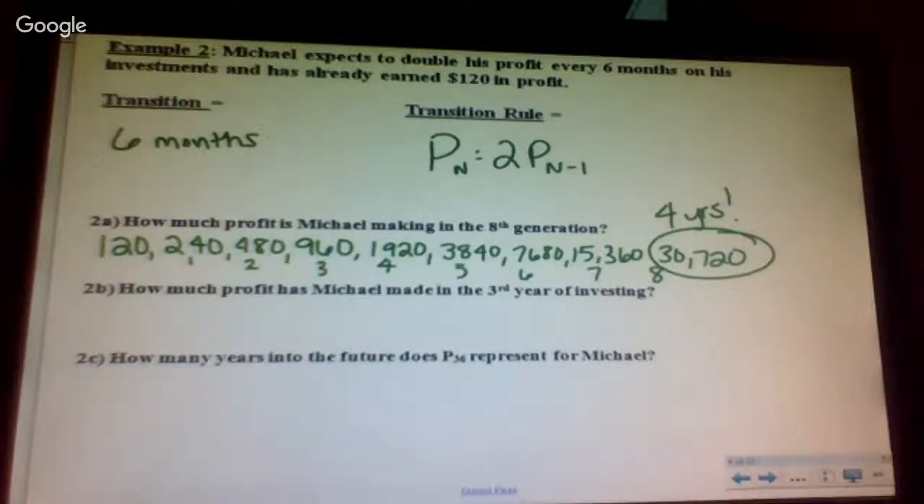How much profit has Michael made in the 3rd year of investing? 7,680. Okay, again, this is every 6 months, so that's twice a year, which gives you the 6 number. How many years into the future does P sub 36 represent for Michael? It's 36 generations, which is 18 years. Perfect.